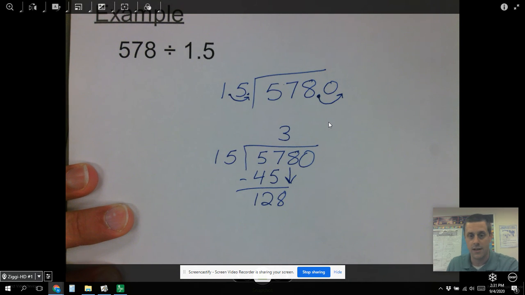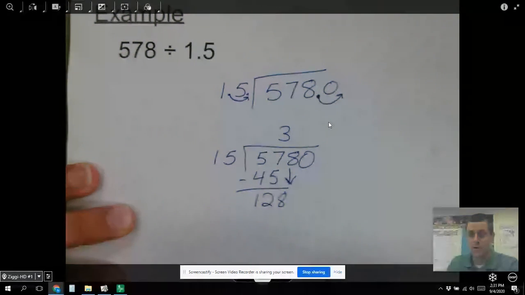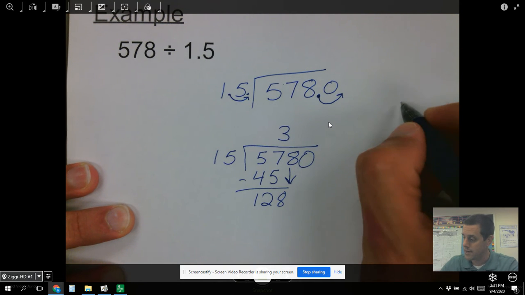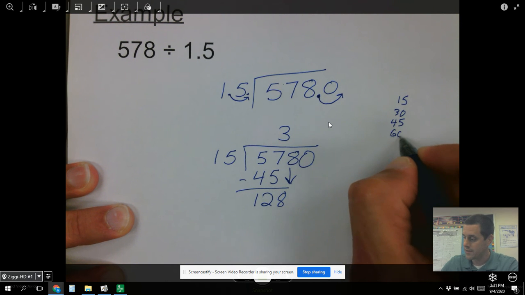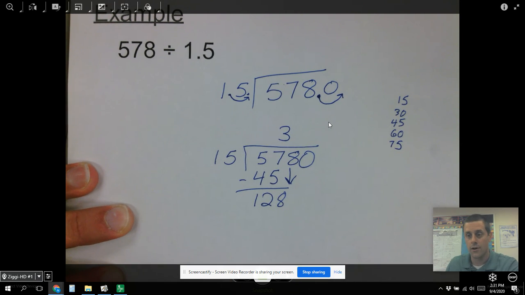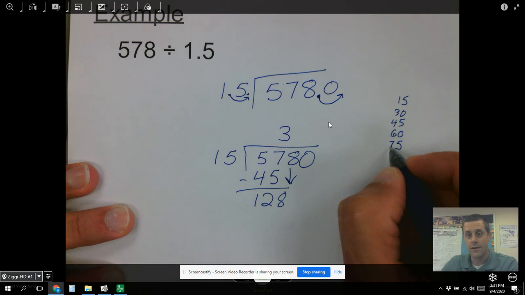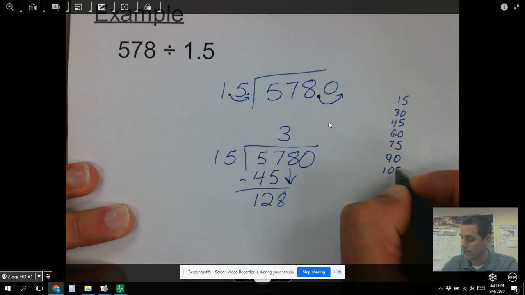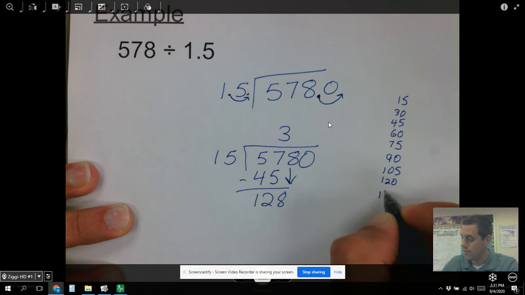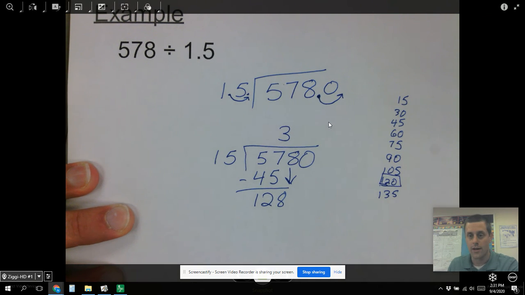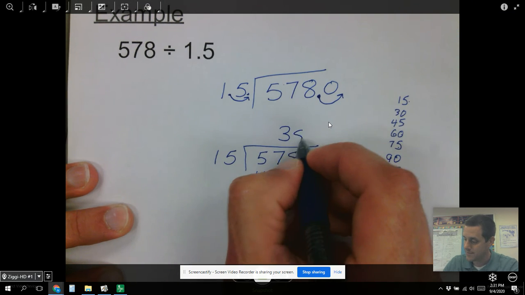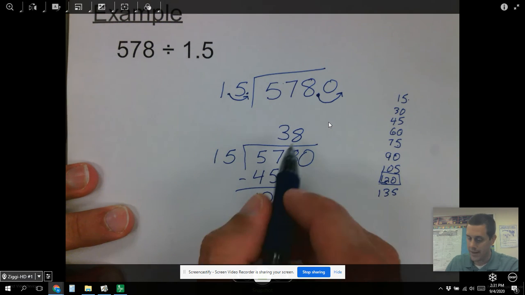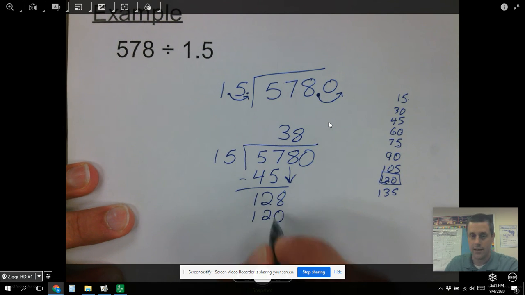Now we're dividing 15 into 128. If you need help with this, that's a tough division problem. You can count on the side of your paper by 15s. 15, 30, 45, 60, 75, and try to get as close to 128 as possible without going over. 75, 90, 105, 120, 135. So the closest we can get is 120. That was 1, 2, 3, 4, 5, 6, 7, 8 times. Now we're multiplying. 8 times 15 is 120. When we subtract 128 minus 120, we are left with 8.